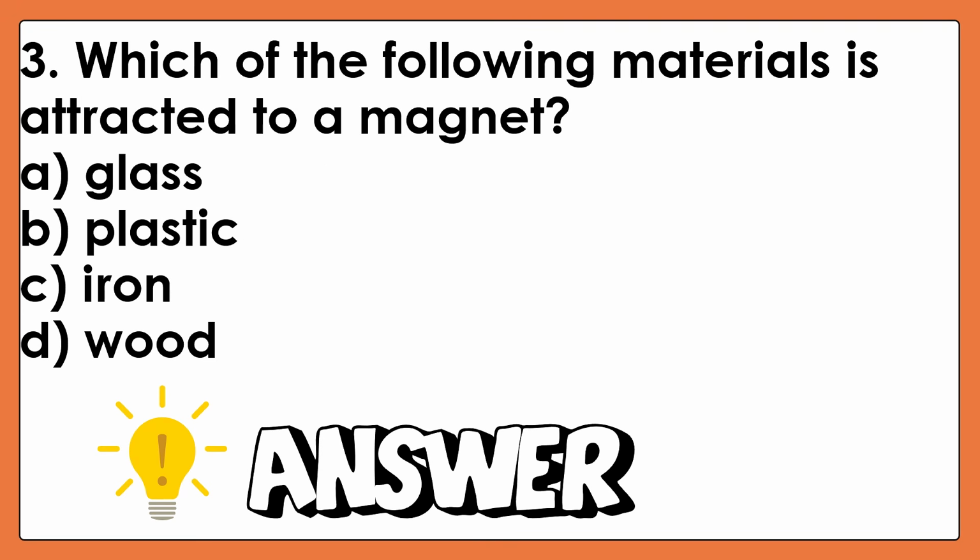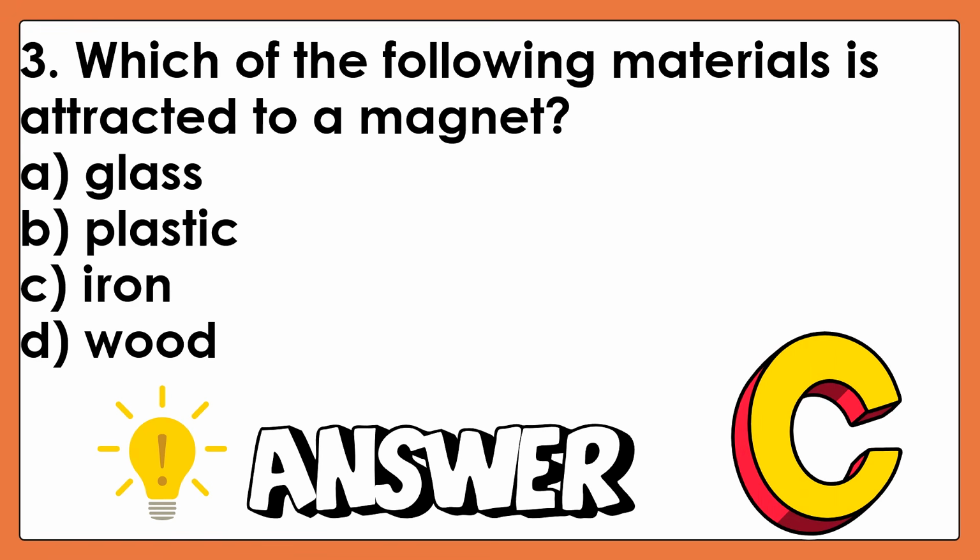Number 3, which of the following materials is attracted to a magnet? A. Glass, B. Plastic, C. Iron, or D. Wood? The answer is letter C, iron.